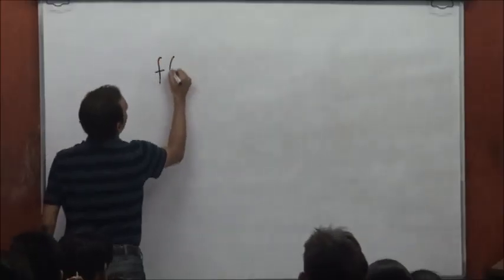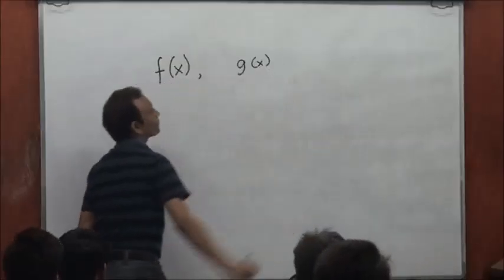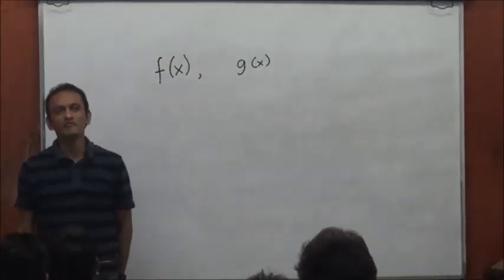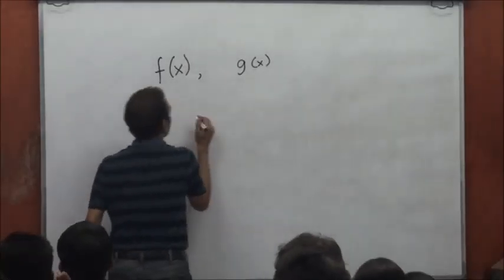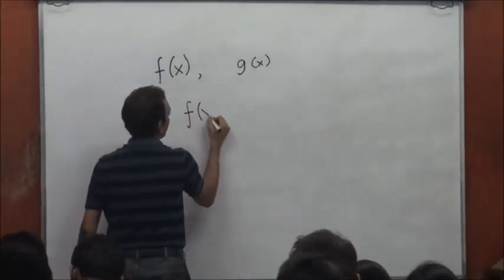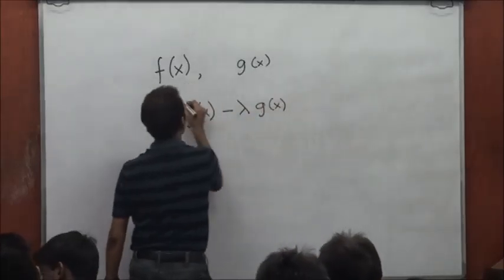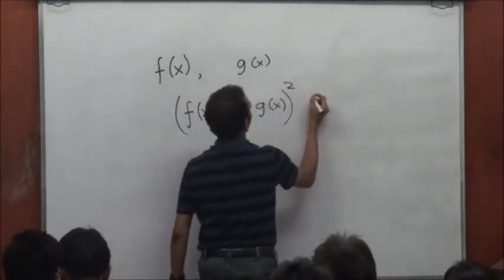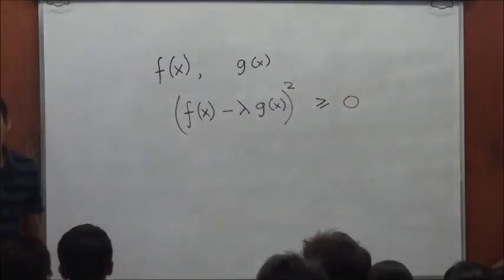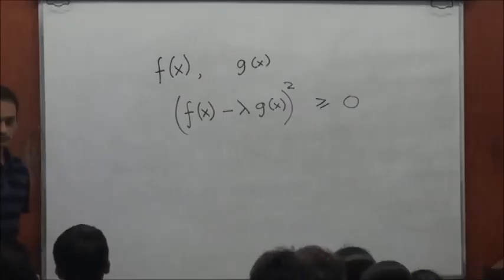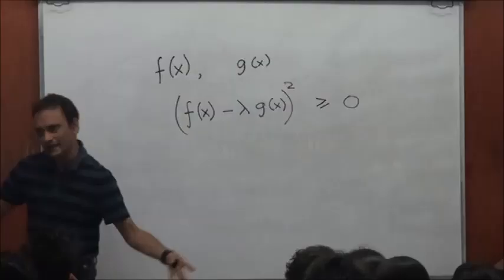Suppose f(x) and g(x) are any two functions. Then (f(x) minus lambda g(x)) whole square, for any given x, will be greater than or equal to 0. Can this be said? For any given x, (f(x) minus lambda g(x)) whole square will always be greater than or equal to 0.